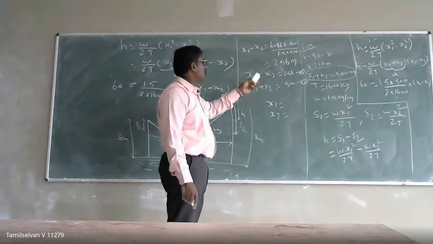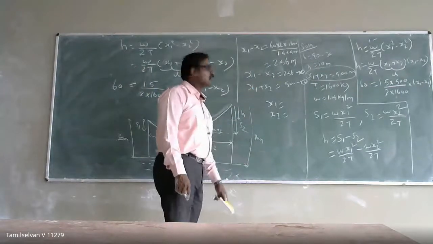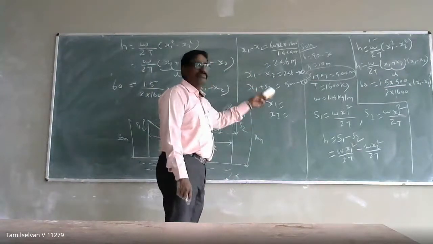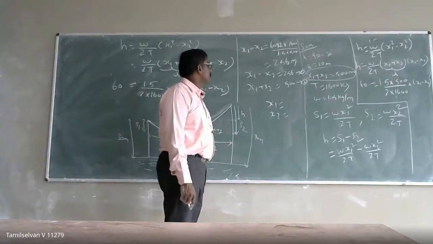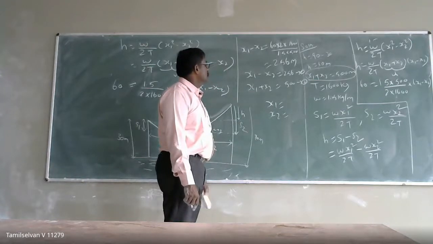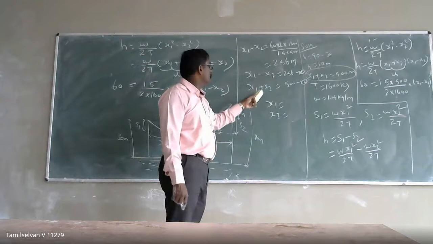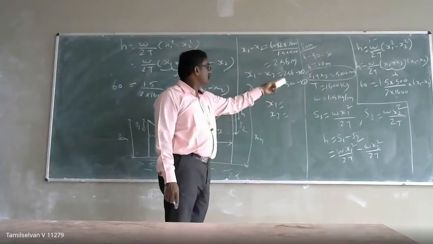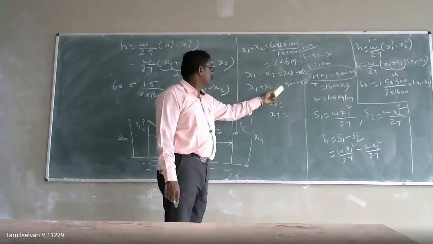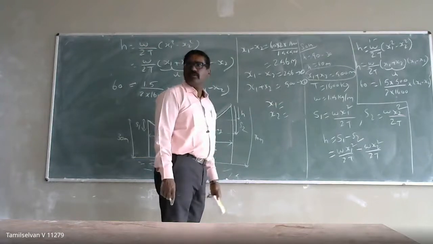Put the max in the inverse. We can solve to find the value of x1: subtracting x1 and x2, this will get cancelled. 2x1 is equal to 766. It means x1 is equal to 766 by 2.